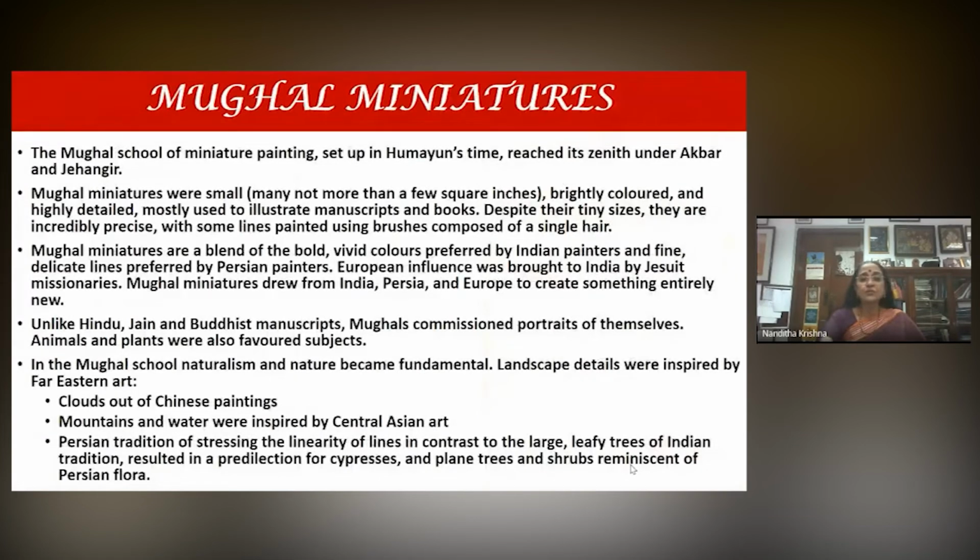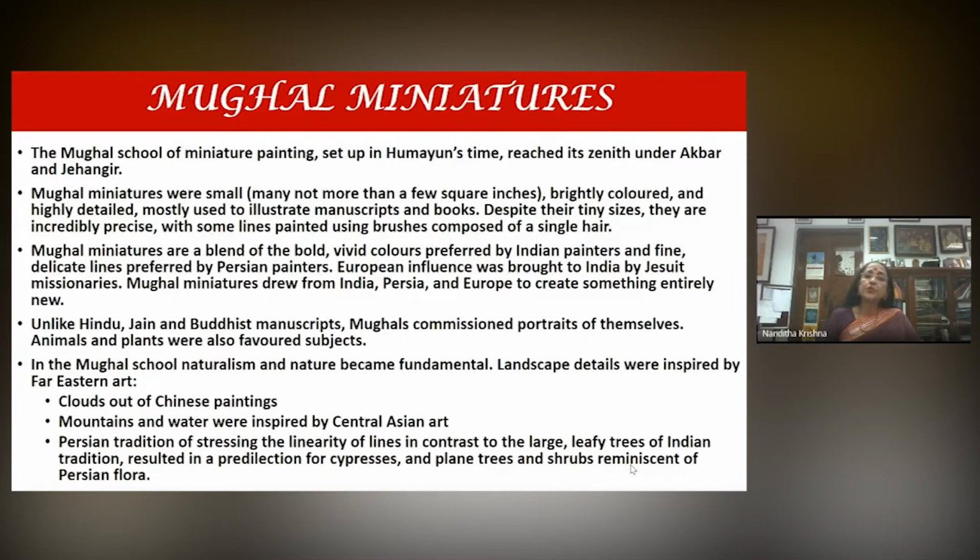Now, I want to start with Mughal miniatures. The Mughal school of miniature painting was set up in Humayun's time, and it reached its zenith under Akbar and Jahangir. Mughal miniatures were small. Many were not even more than a few square inches. They were brightly colored and with a lot of detail, used to illustrate manuscripts and books. Despite their very tiny size, they are very precise, with some lines painted using brushes composed of a single hair. So you can imagine how difficult that would have been.